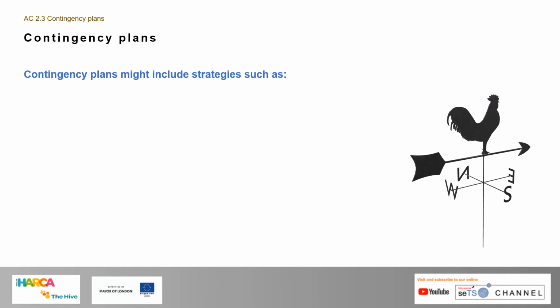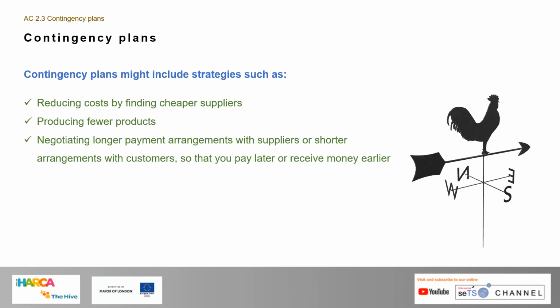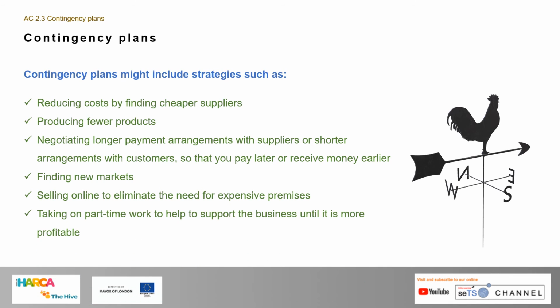Contingency plans might include strategies such as reducing costs by finding cheaper suppliers, producing fewer products, negotiating longer payment arrangements with suppliers or shorter arrangements with customers so that you pay later or receive money earlier, finding new markets, selling online to eliminate the need for expensive premises, taking on part-time work to help support the business until it is more profitable.